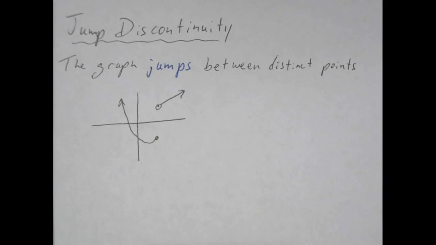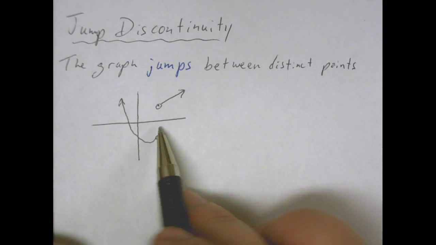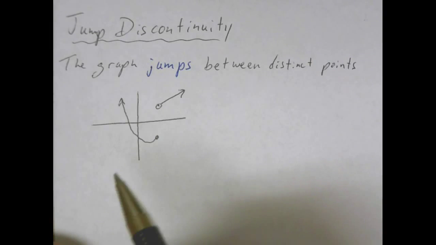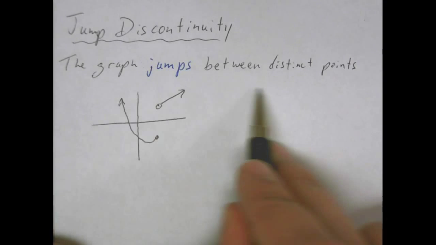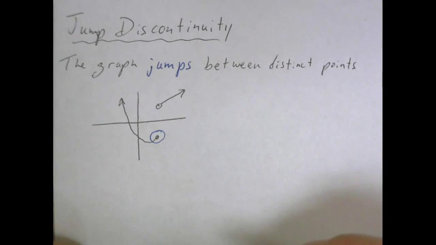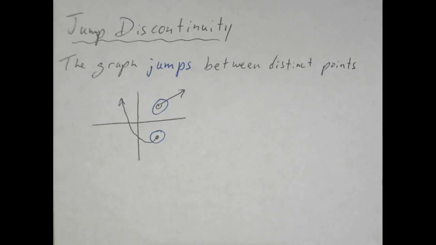One type of discontinuity that we have: notice here I have to lift up my pencil to continue graphing the function, so therefore they are not connected and they are discontinuous. This is called a jump discontinuity, or just jump. The graph jumps between distinct points. I have a point right here, wherever that may be. I also have a point up here, wherever that may be. I can see both of those points in my range, and there is a break between those points, so it jumps from one point to another.